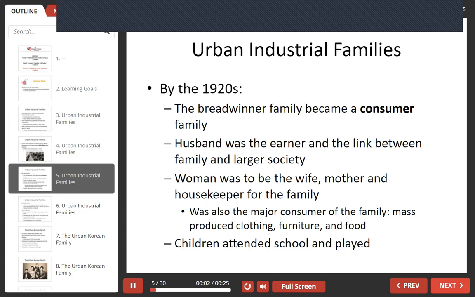So by the 1920s, the breadwinner family became known as the consumer family. The husband became the earner and the link between family and larger society. The woman was to be the wife, mother, and housekeeper of the family, and was also the major consumer of the family because they mass-produced clothing, furniture, and food. And children attended school and played.